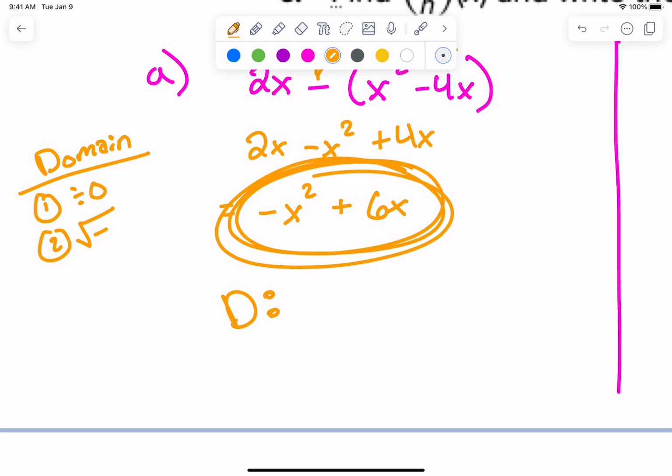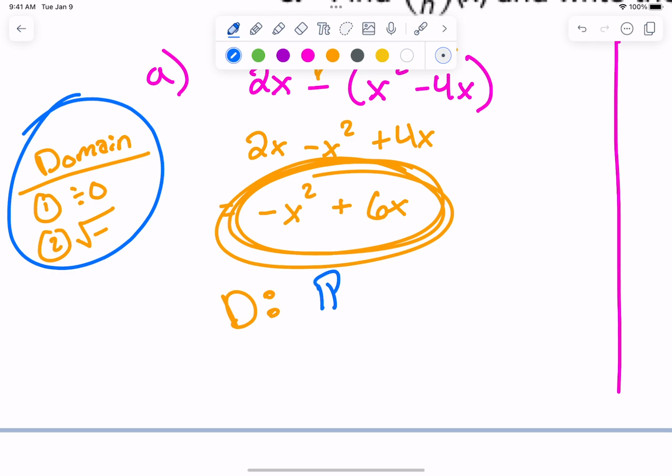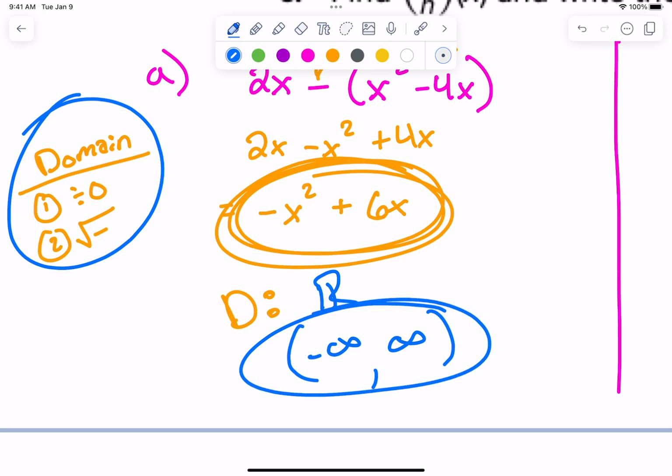Is it going to go forever to the left and forever to the right? Sure, because it doesn't have any of these things going on. So its domain is all reals, but in interval notation, which is what they want, negative infinity to positive infinity. So this is my domain. Unless it has one of these things happening, it is totally fine. Good?